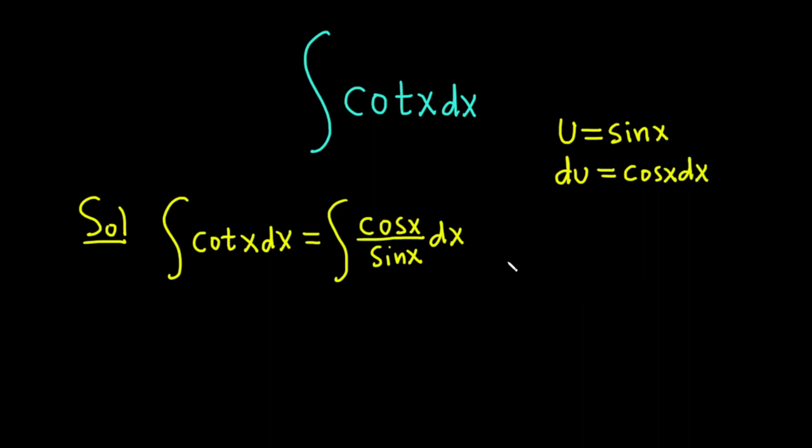All right, so now we're in a really good place. Because cosine x dx is exactly what we have here, it's du. This is equal to the integral of du over sine x, which is u.